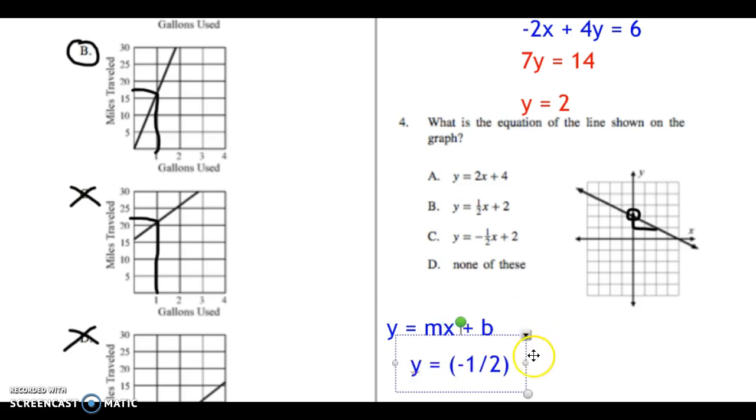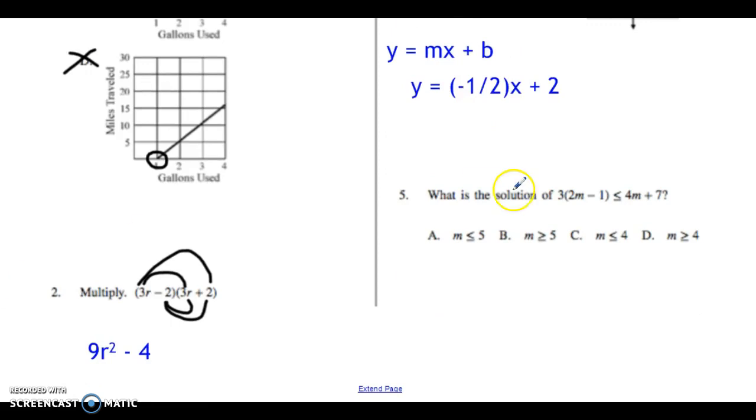Y equals negative 1/2, which is our slope, times x plus 2, which is our y-intercept. And we can see that that's one of the choices here. It's choice C. So, not so bad. Last one. What is the solution of 3 times 2m minus 1, and so on?